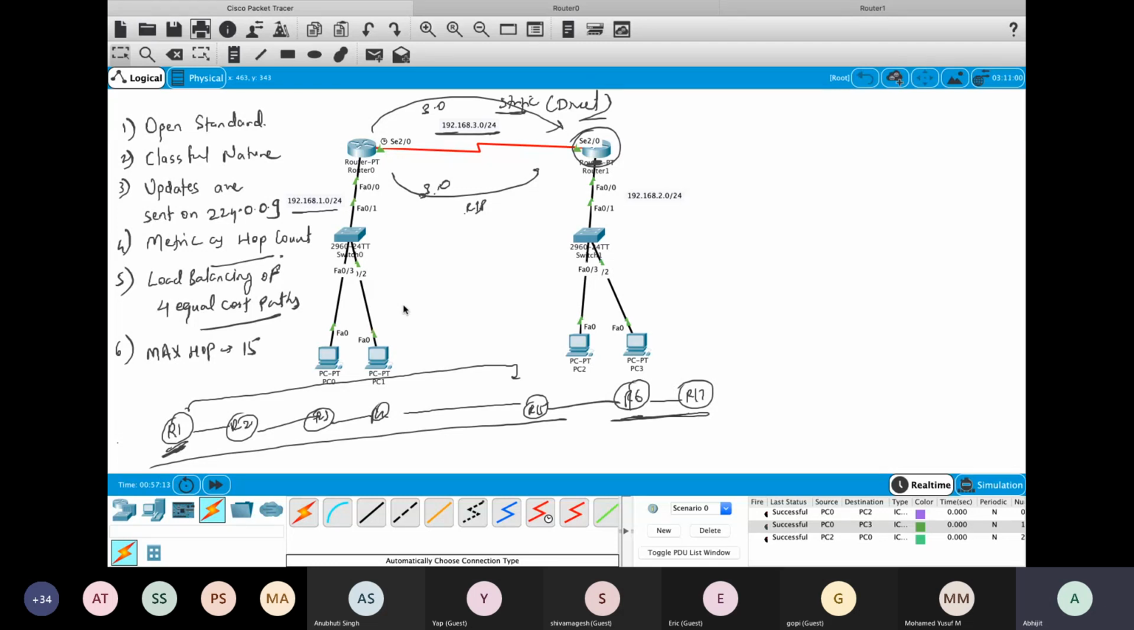Okay. And as I've told you, they exchange the routing table every 30 seconds. So these are certain characteristics that RIP actually uses. I hope all of those characteristics are clear to you.